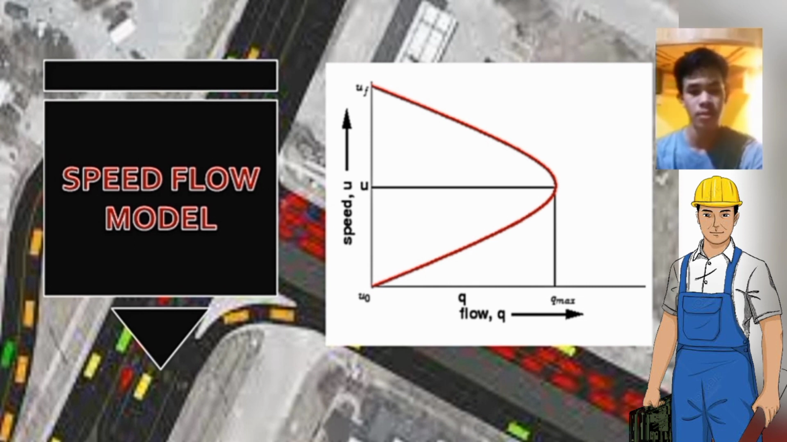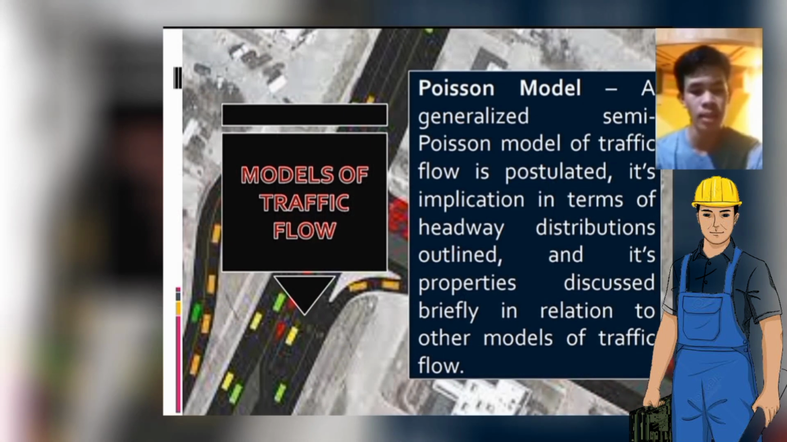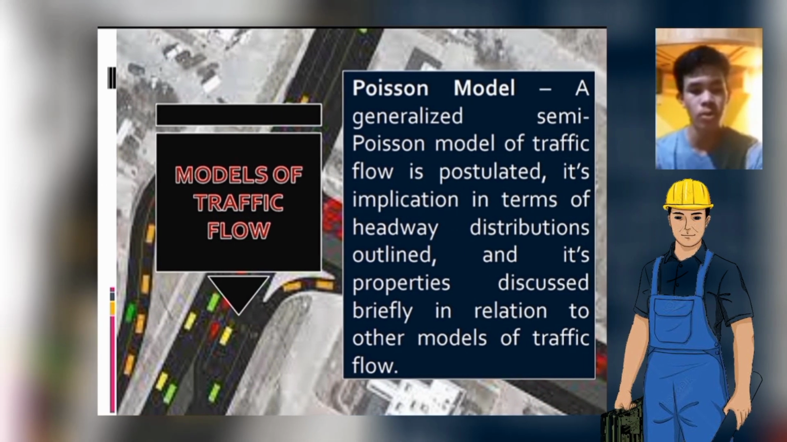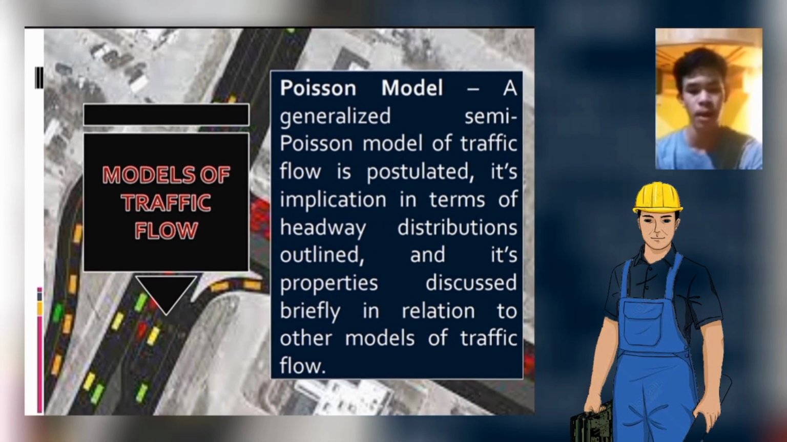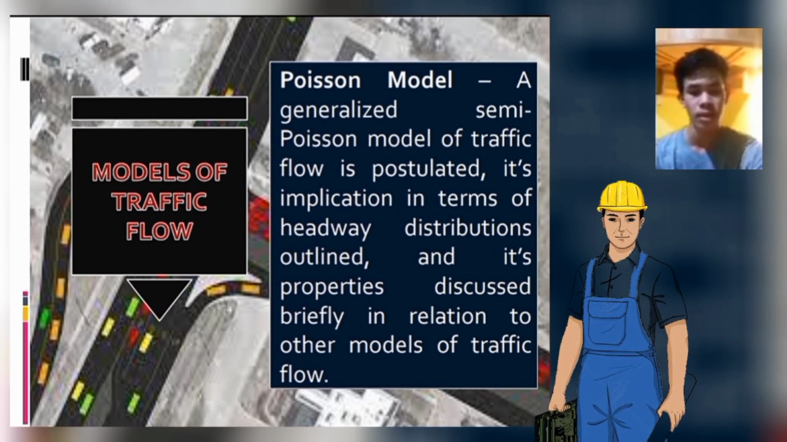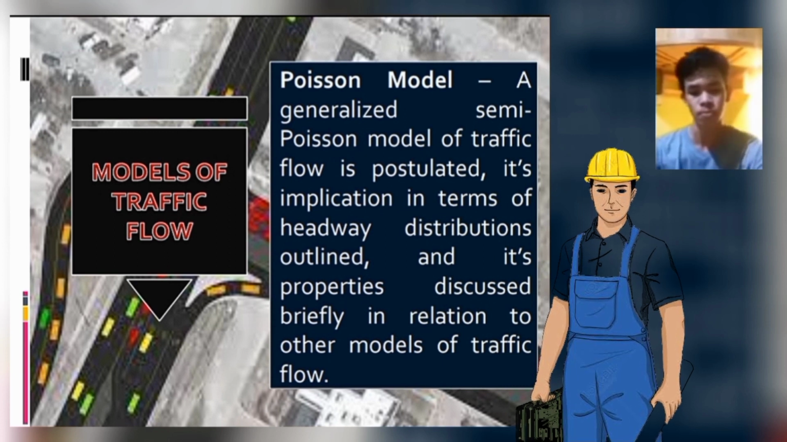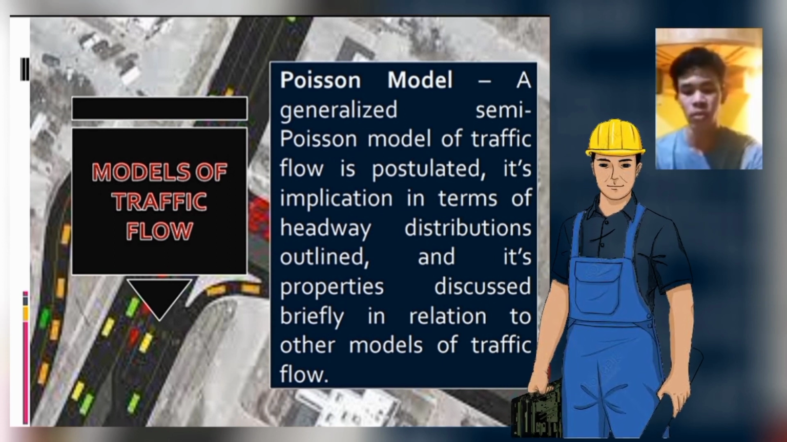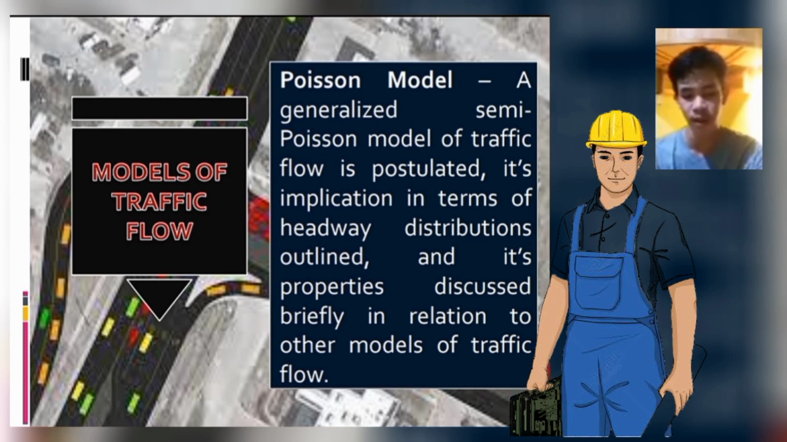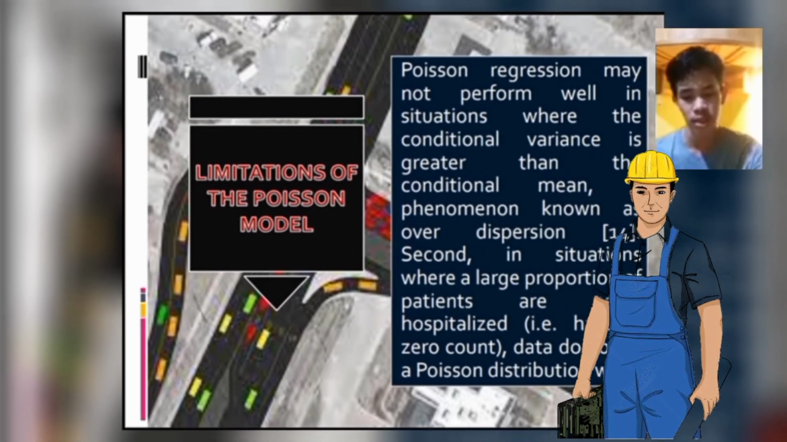So it is desirable for any given flow to keep its average space mean speed on the upper portion of the speed flow curve. The last one, we have here the Poisson model. The generalized semi-Poisson model of traffic flow is postulated. Its implication in terms of headway distribution is outlined and its properties discussed briefly in relation to other models of traffic flow. Limitations of the Poisson model.